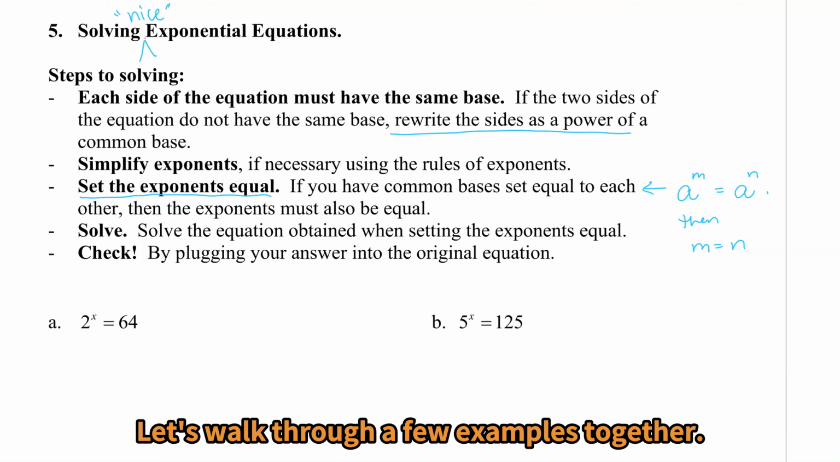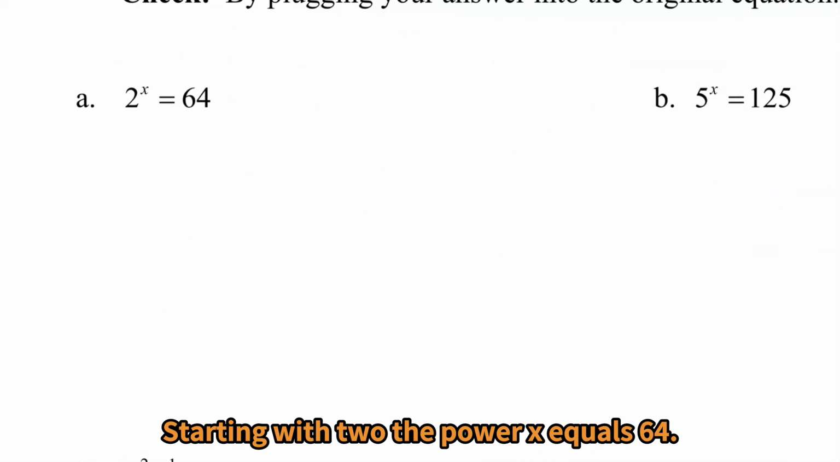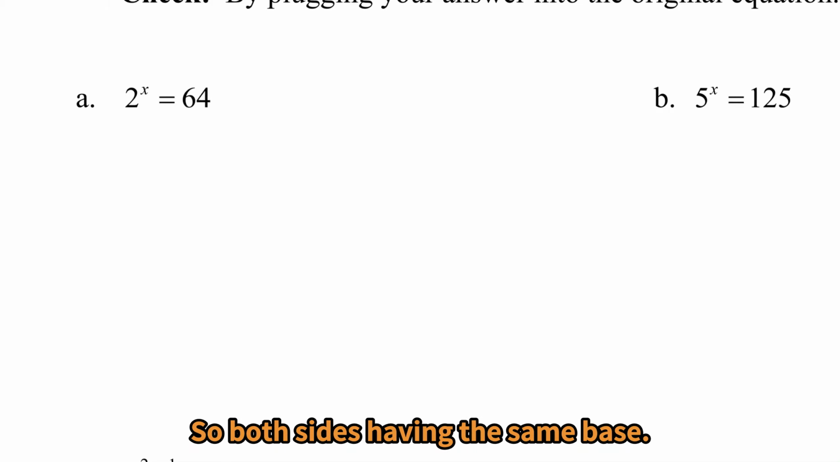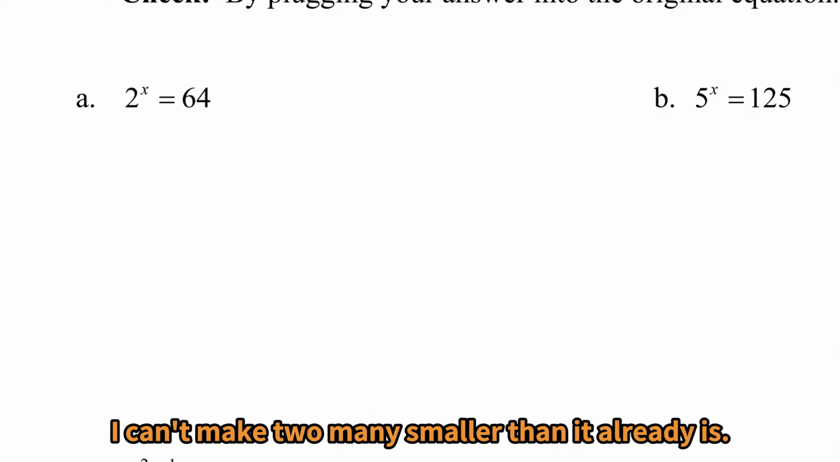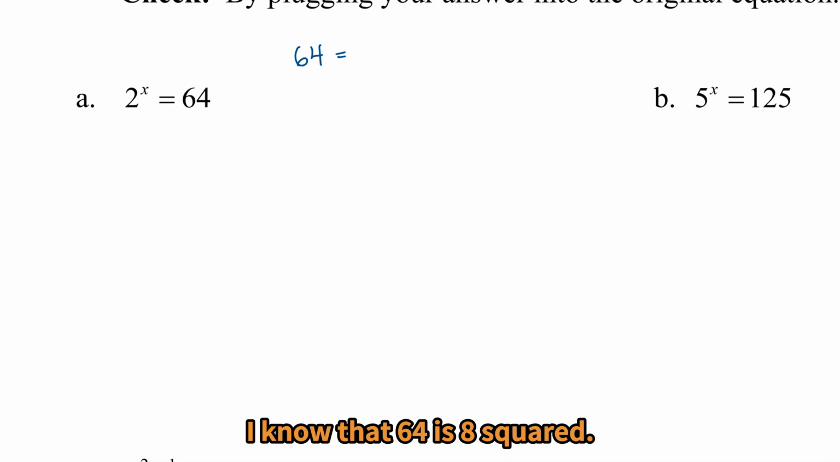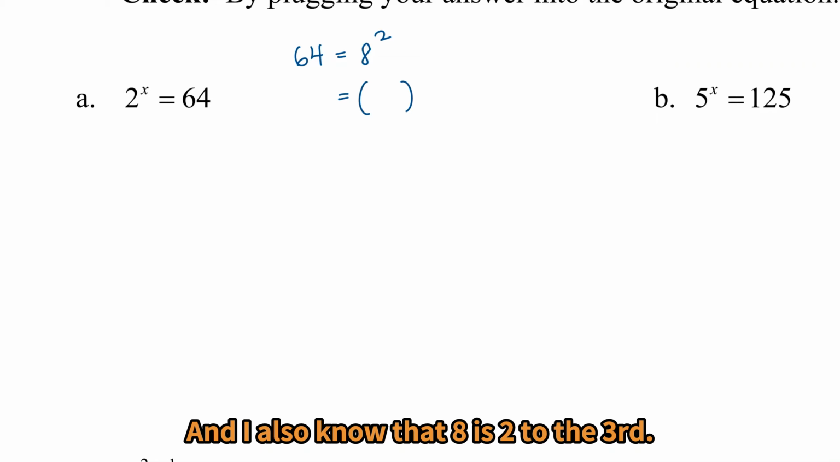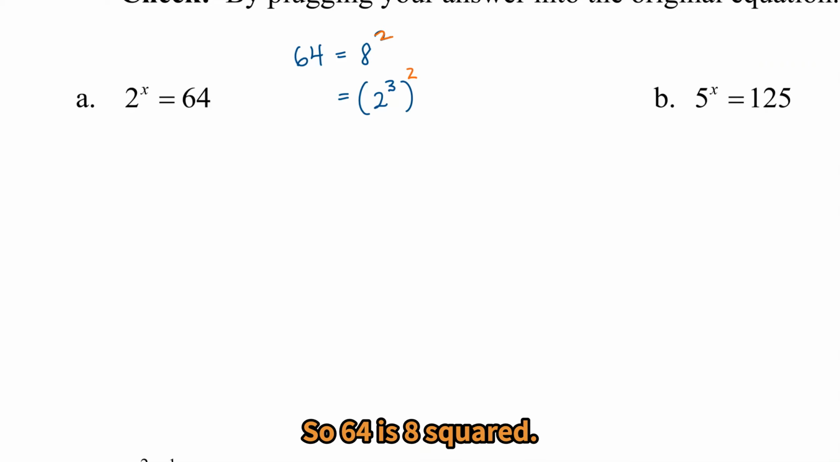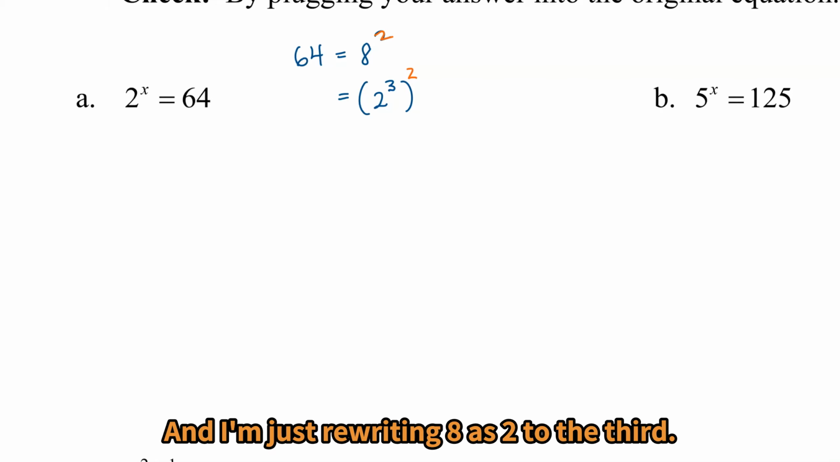Let's walk through a few examples together, starting out with 2 to the power x equals 64. We want to be able to write both sides to the same base, so both sides having the same base. I can't make 2 any smaller than it already is. So let's play around with 64. I know that 64 is 8 squared, and I also know that 8 is 2 to the third. So I'm going to take this 2 exponent and bring it down. So 64 is 8 squared, and I'm just rewriting 8 as 2 to the third.